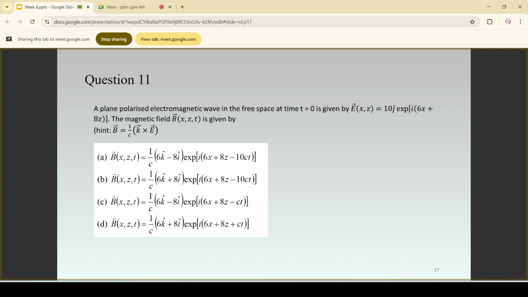So the modified will be 6 k minus 8 i, exponential of i(6x plus 8y minus 10 c t). Sorry, the magnitude of k is 10, so omega we can replace with 10c. So the correct answer is A1. Correct answer is A1.